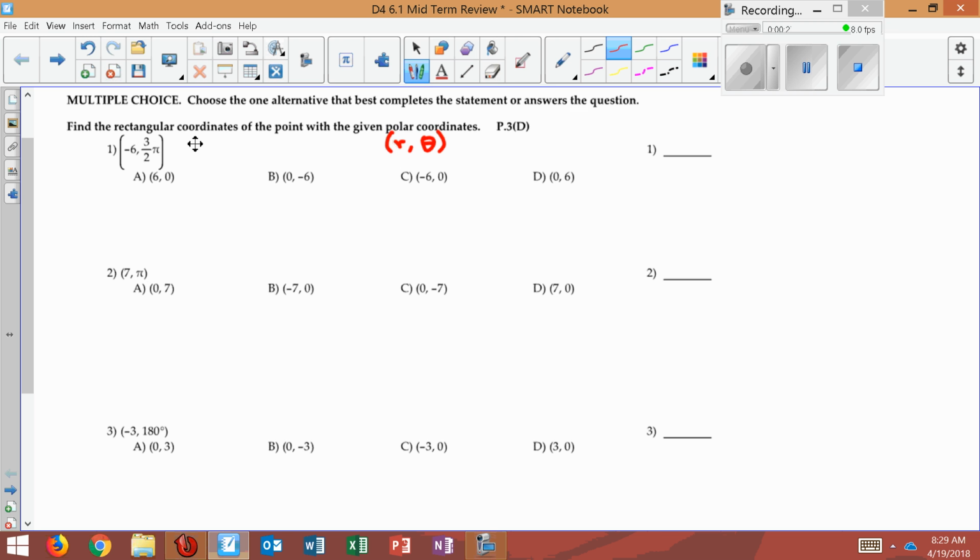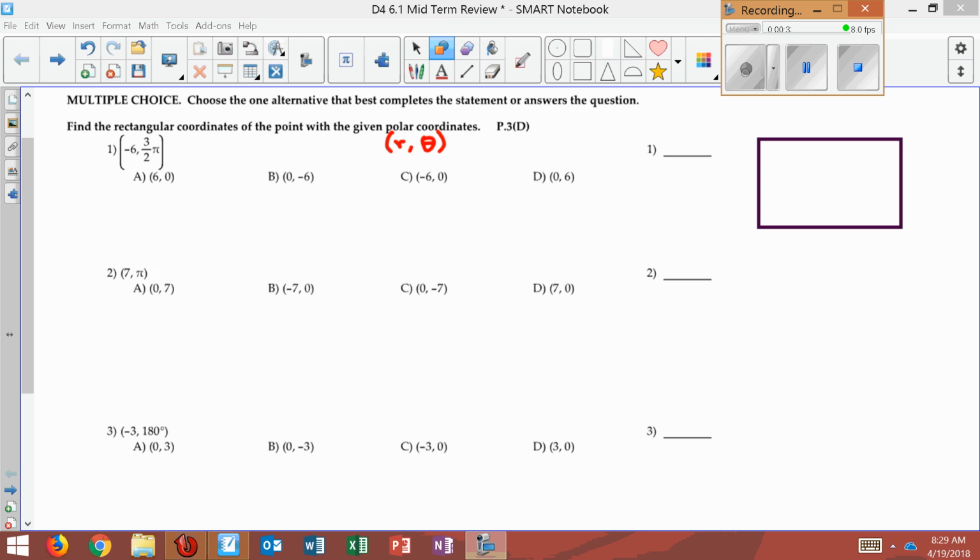And it says to find rectangular coordinates. Now, if you think about it, a rectangle has two dimensions, a length and a width. Normally we call these L and W, but for pre-cal purposes, this is going horizontally, so we would call this an X and a Y. So when it says rectangular coordinates, it's saying find the X and Y that would represent this radius and this angle.